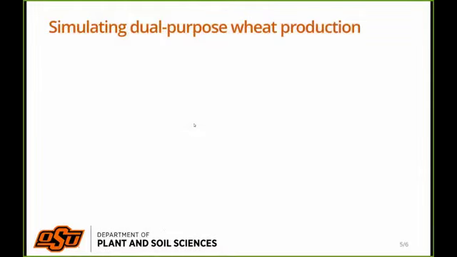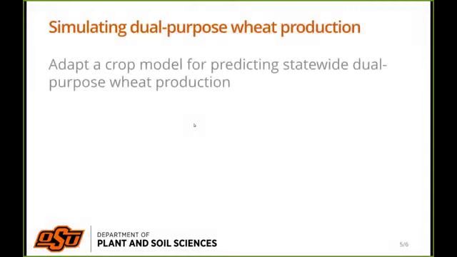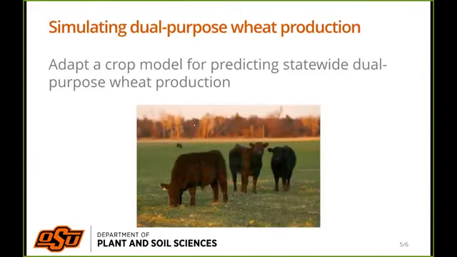And so the example problem that I'd like to illustrate is this idea of, okay, what can we do to adapt an existing crop model for wheat for predicting statewide dual-purpose wheat production? So what is dual-purpose wheat production?